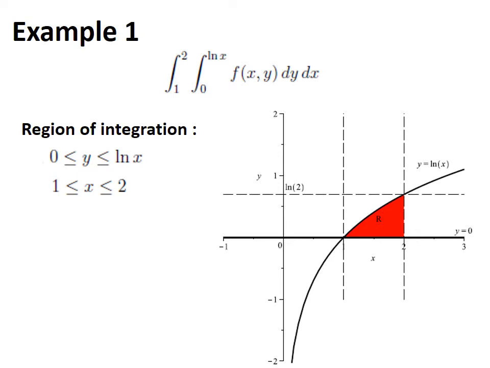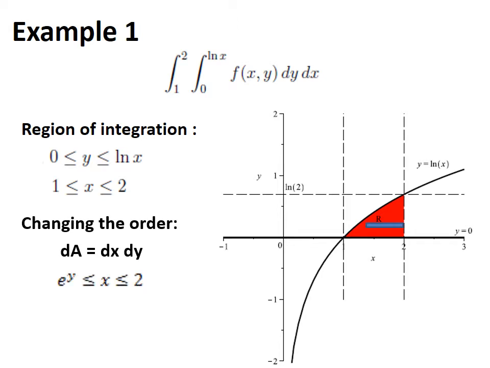First we have taken the region of integration by taking the bounds given in the double integral. Second step, we are going to sketch this region. So you can see the curve y equal to ln x, the curve y equal to 0, that is your x-axis, the line x equal to 1, parallel to the y-axis, and x equal to 2, the line parallel to the y-axis. Now you are trying to fix the region enclosing these four bounds, that is the shaded region R given in red color.